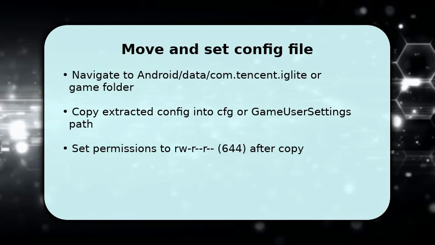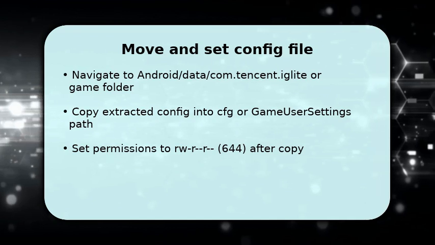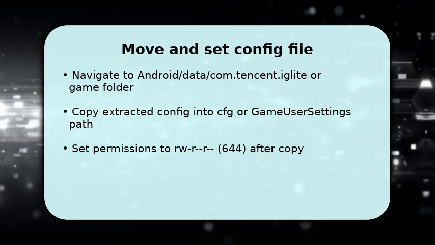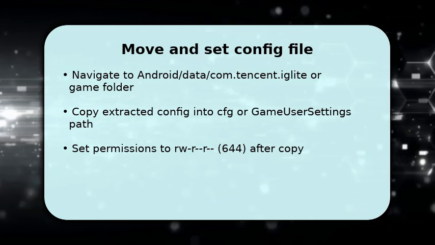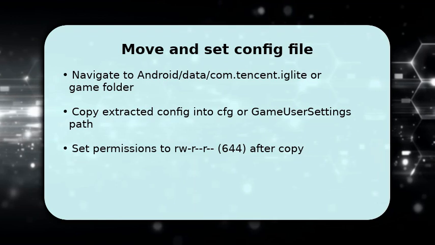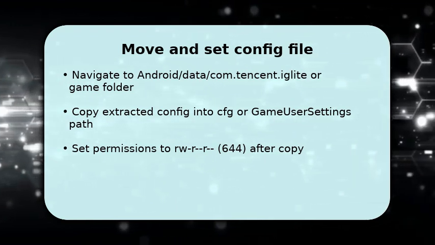Next, you copy the extracted config into the game directory. In ZArchiver, go to android/data/com.tencent.iglite, the PUBG Lite package, then the relevant CFG or GameUserSettings folder. Once there, choose Paste and overwrite if prompted. Doing this replaces settings cleanly.